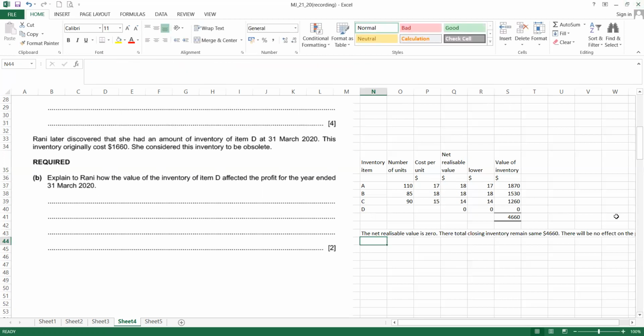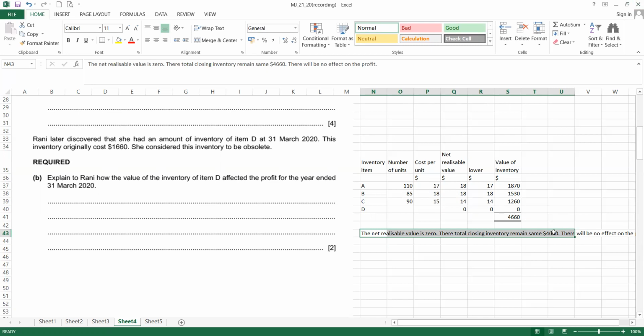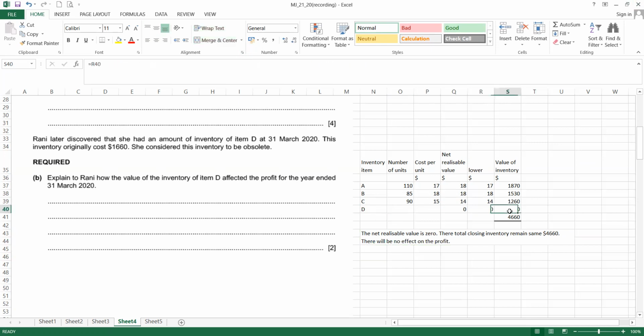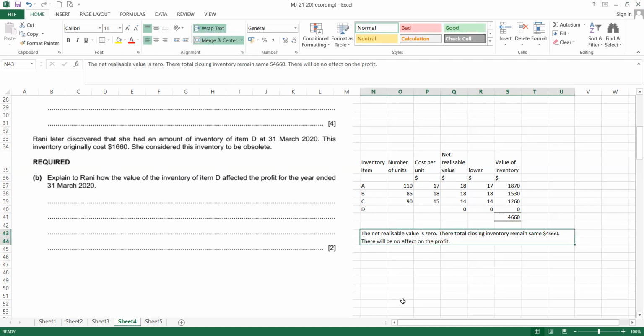So this one I want to explain a bit further, because I don't really agree with the marking scheme. The answer that I use is from the marking scheme, which is trying to explain to you that the net realizable value is 0. So that's why the value of closing inventory has no change. Therefore, the profit also won't change. But this is my personal point of view.